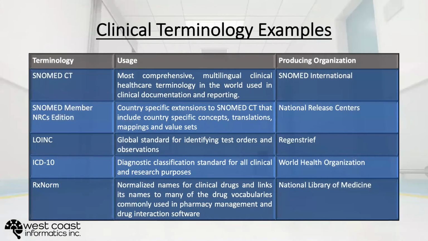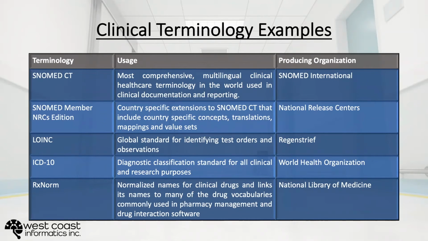So what are some examples of clinical terminology? SNOMED CT is probably the most comprehensive multilingual clinical terminology that's out there in the world today. And it can be used for anything from clinical documentation to reporting, for drugs, labs, procedures. So it's pretty broad in scope. However, each national extension to SNOMED, National Release Center, maintains a country-specific extension. So not all countries are members of SNOMED, but the ones that are tend to have some kind of extension to SNOMED, either for translations or mappings or value sets.